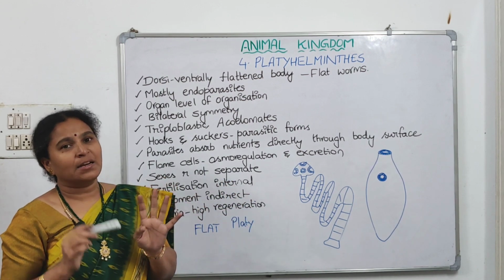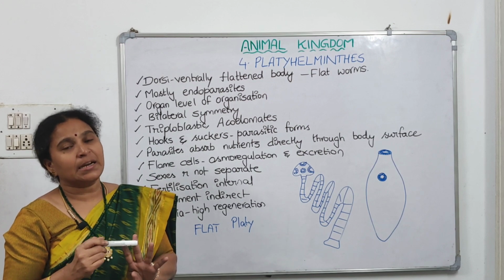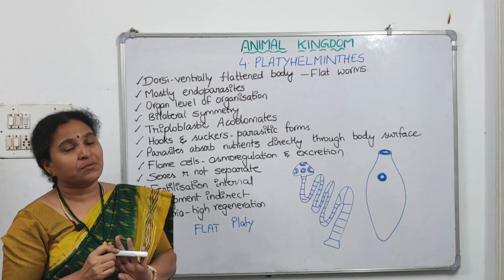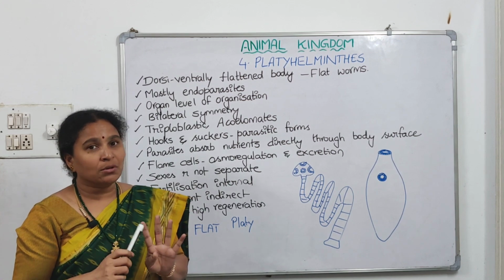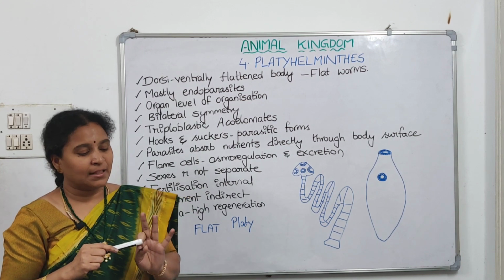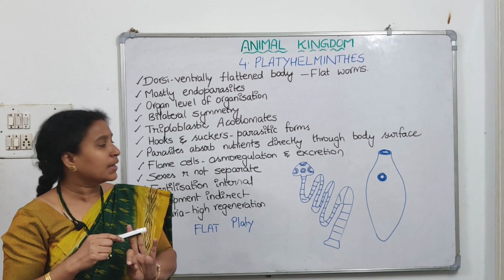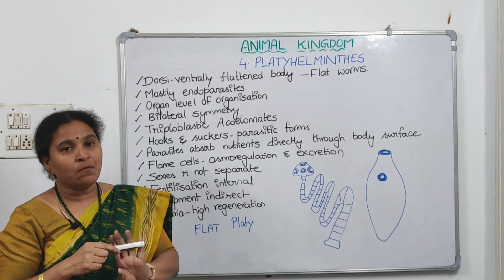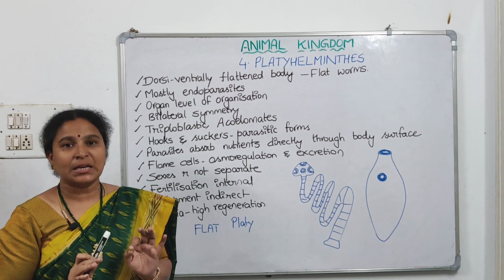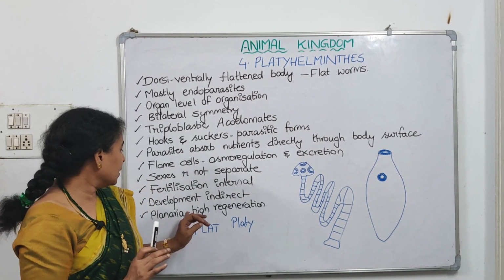So in all four phyla, sponges, coelenterates, ctenophores and Platyhelminthes, we are telling sexes are not separate. The first phylum, you were told, has internal fertilization. Second and third, external fertilization. Here again it is internal fertilization. But in all four phyla till now, it is indirect development, meaning a larval stage is there, right?